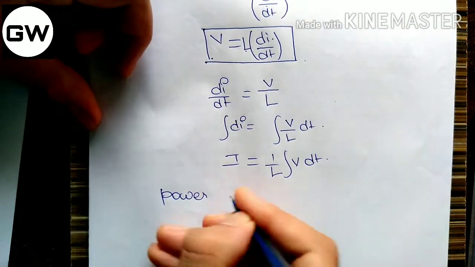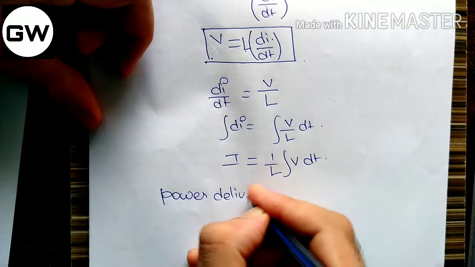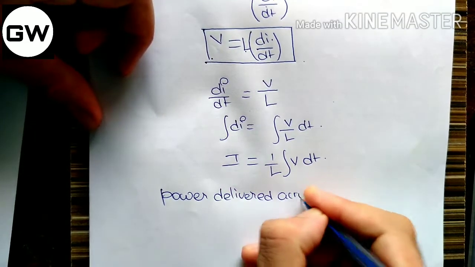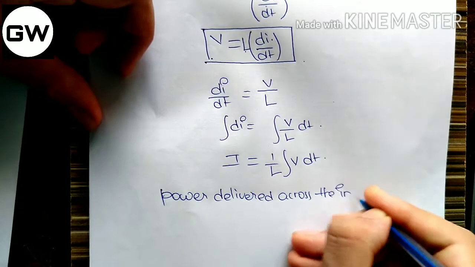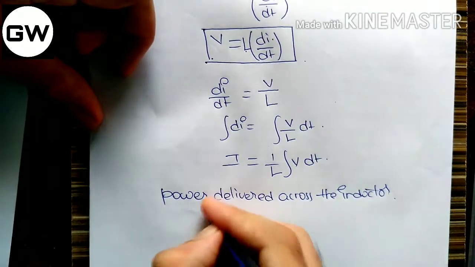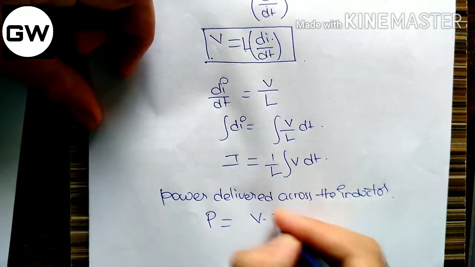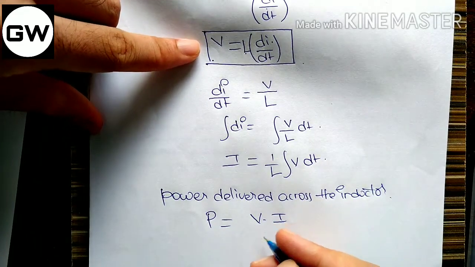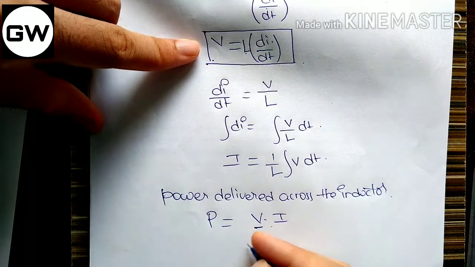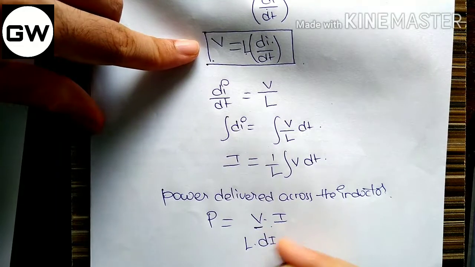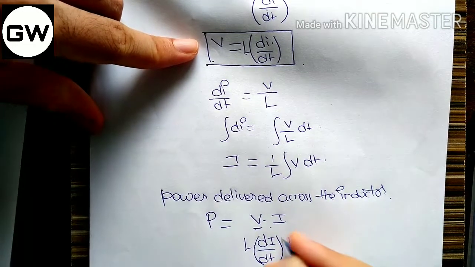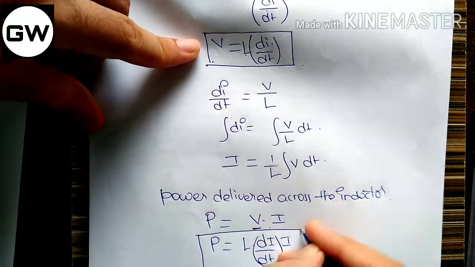Now the power delivered across the inductor. P is equal to V into I. We know the value of V: L into di by dt. Substituting here, L into di by dt into I is equal to the power. This is the value of the power.